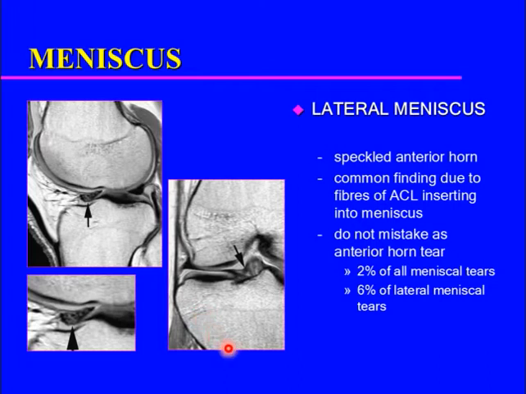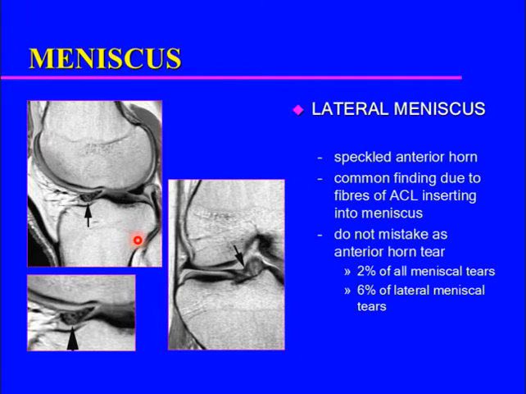Regarding the lateral meniscus, there is something called speckled anterior horn, which is a common finding due to fibers of the ACL inserting into the meniscus. You can see the anterior horn is speckled. It's multiple dots, just like a salt and pepper appearance. It's just due to ACL fibers inserting here. Do not mistake it as a tear.